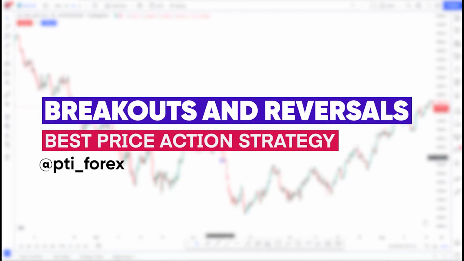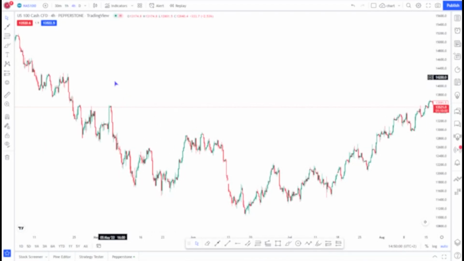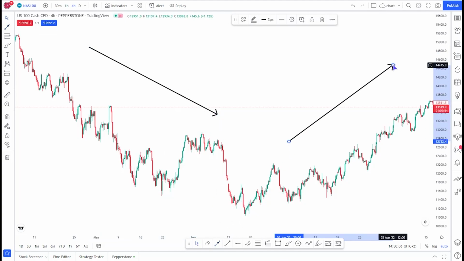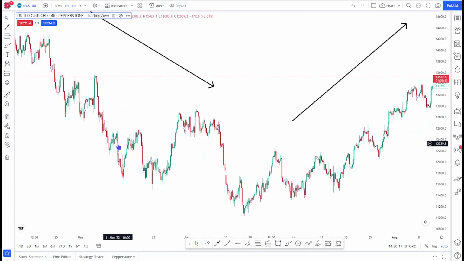Today I'm going to be sharing about breakouts and reversals. If you can see here on my screen, I have two interesting moves. Firstly, I have the downtrend and then I have the uptrend. So we're going to be focusing on how this transition took place and what we usually do as traders, which is something that is very wrong. So without any waste of time, let me just break it down to you.